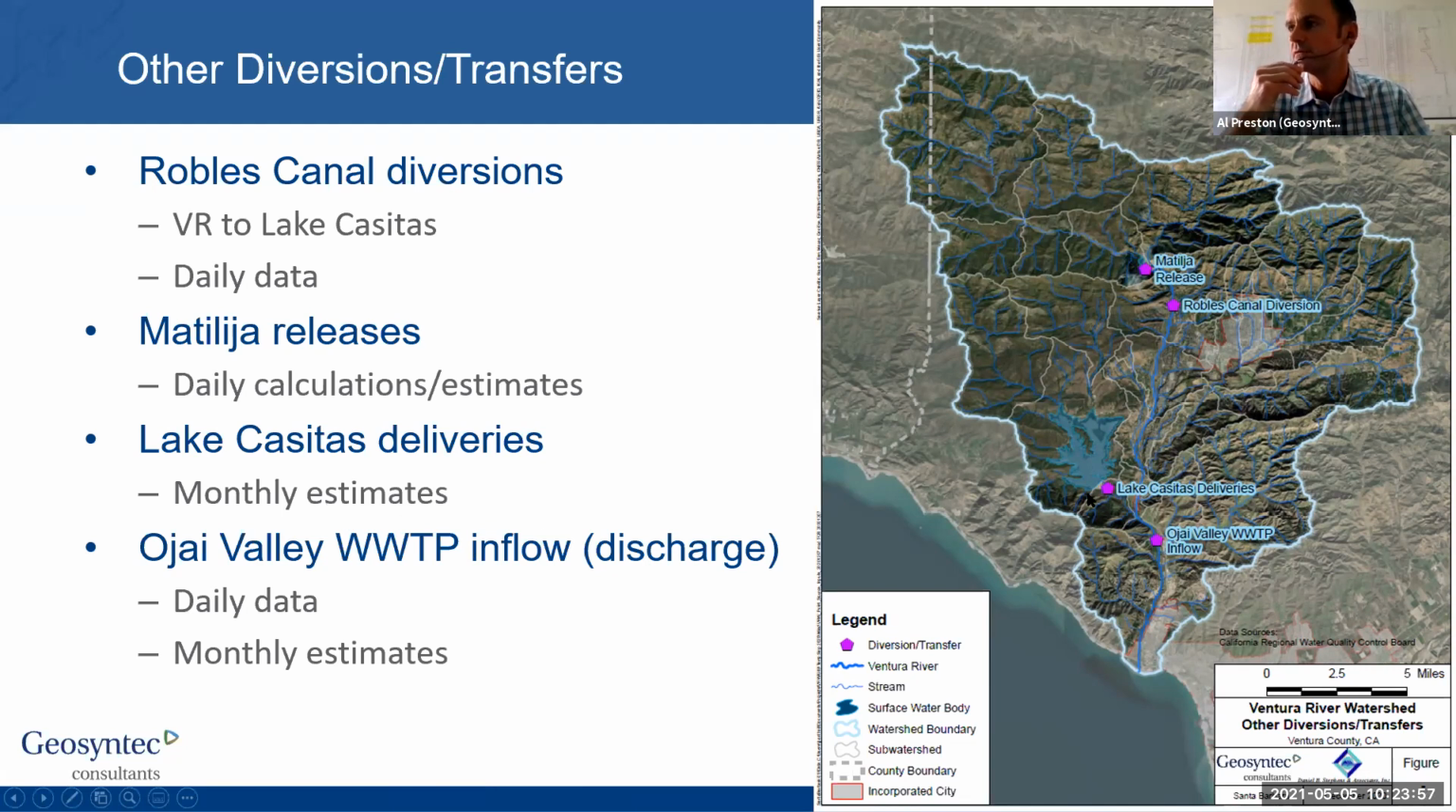Obviously, Lake Casitas delivers water, and we have annual volumes which we converted to monthly estimates based on our supply and demand analysis. So that is withdrawals from the lake, and those withdrawals can be used for residential use, or they can be used for agriculture, and that's taken into account within our supply and demand analysis. And finally, there's the wastewater treatment plant in the lower part of the river that has an inflow, and we had data to inform what that inflow should be.